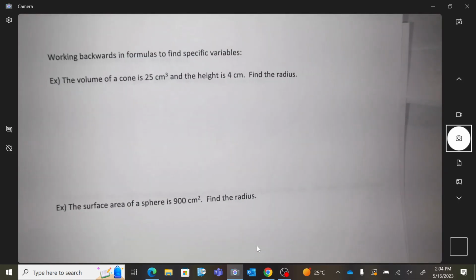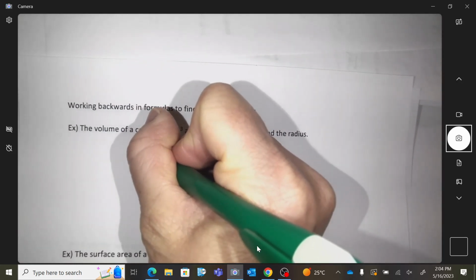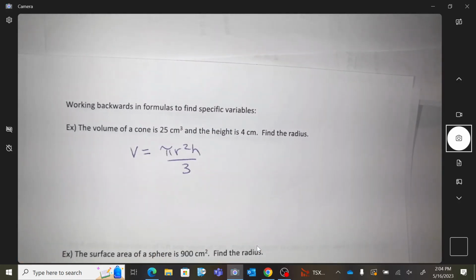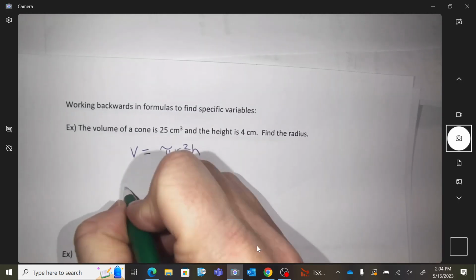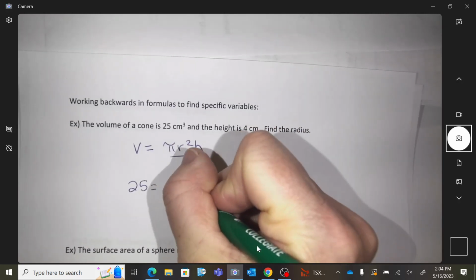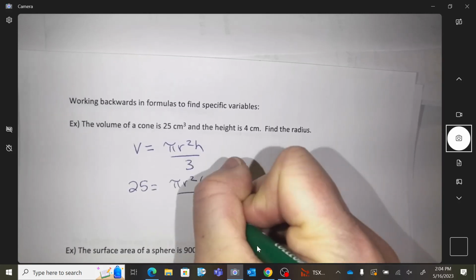So the volume of a cone. So here's my formula. I'm just going to start with my full formula. Pi r squared h over 3. Okay, so I'm going to fill in 25 to replace the volume. And I'm going to fill in the 4 to replace the height.